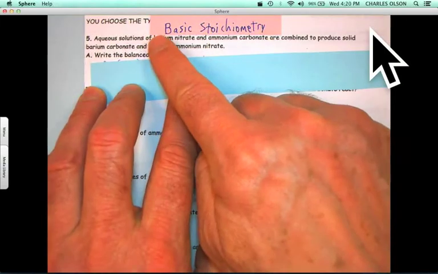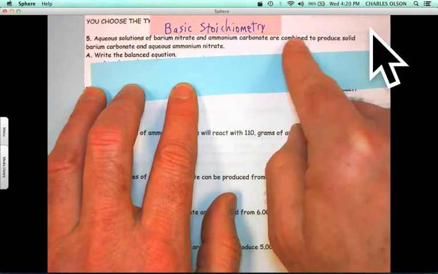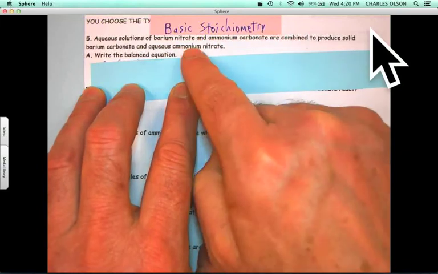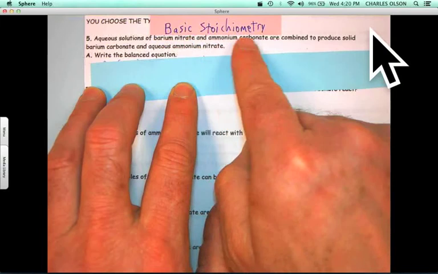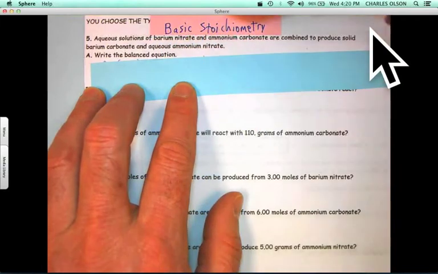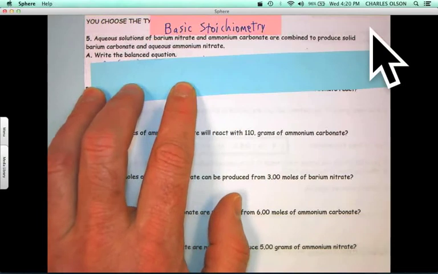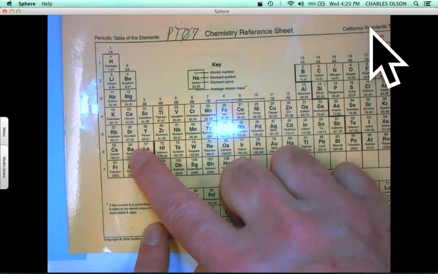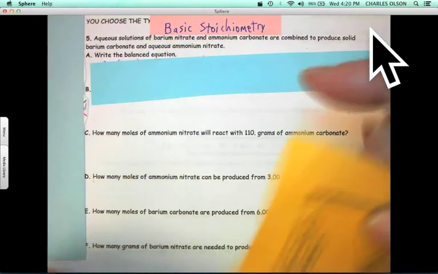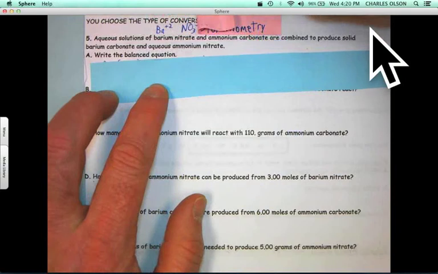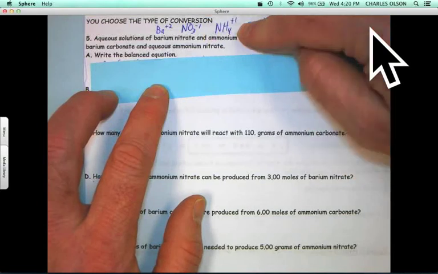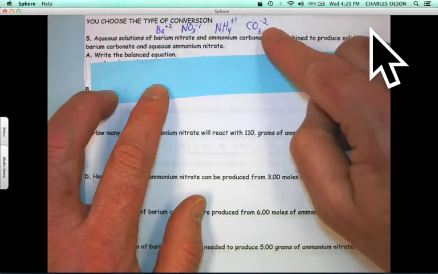So, the first step is to figure out the chemical formulas of these 4 chemicals, these 2 reactants and the other 2 products. So, these are ionic compounds, and so we need to identify the ions. Barium is found in the periodic table. Let me get my periodic table. Barium is found right there. It's an alkaline earth metal, so it gets a +2 charge. Nitrate is a polyatomic ion. It has a -1 charge. Ammonium, NH4 with a +1 charge. Carbonate, CO3 with a -2 charge.